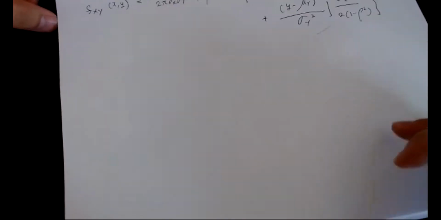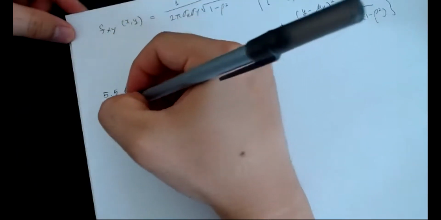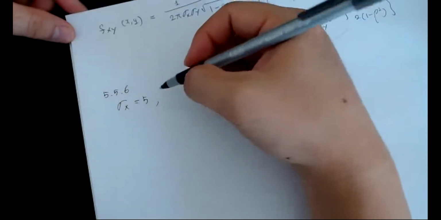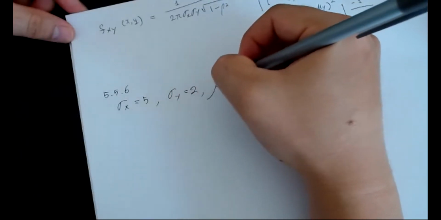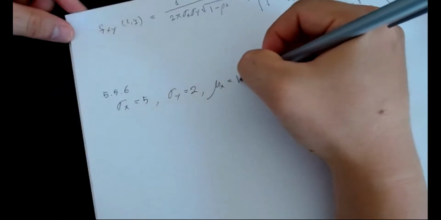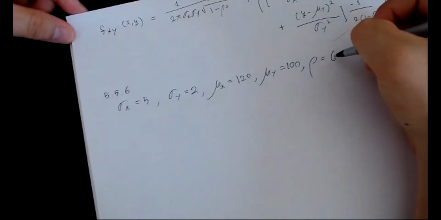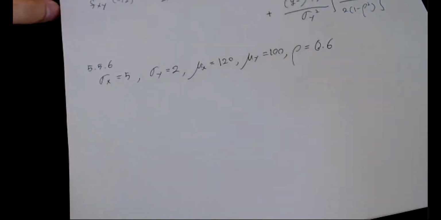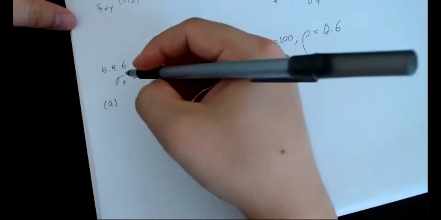Covariance. The problem gives you, this is 5.5.6, sigma x is 0.5, and let me skip writing the unit, millimeter. Sigma y is 2, mu x is 120, mu y is 100, and rho is 0.6. So problem A: find the covariance.